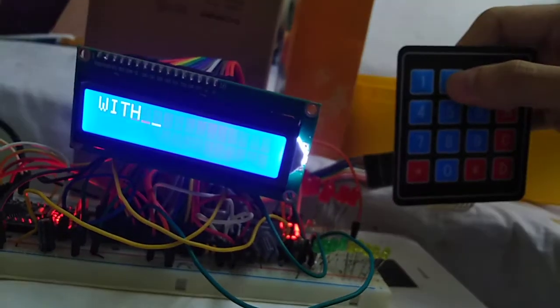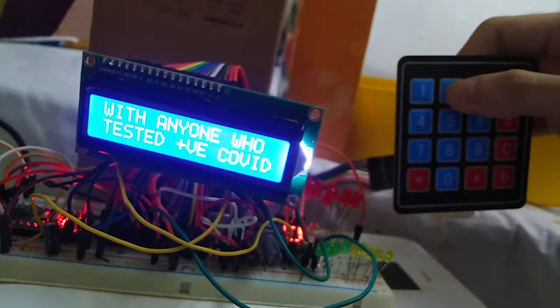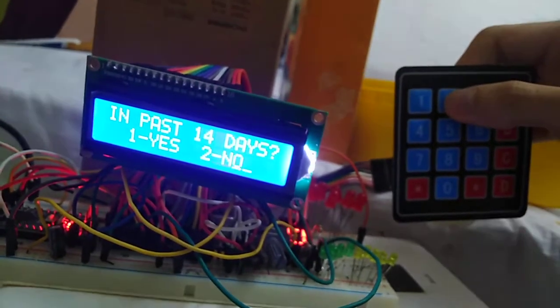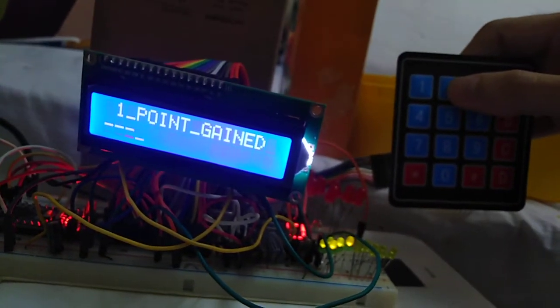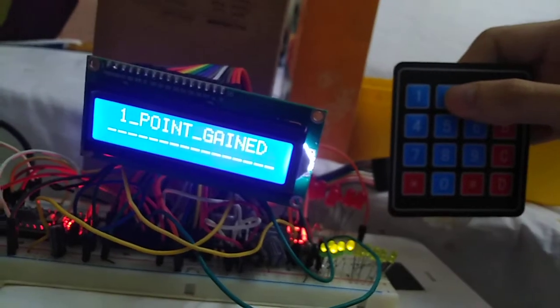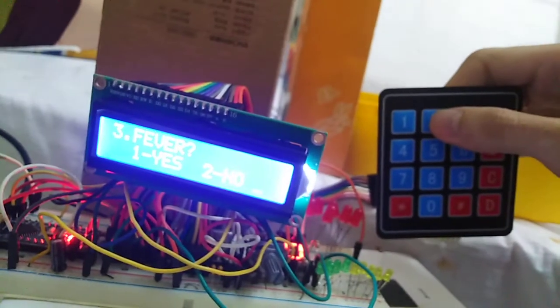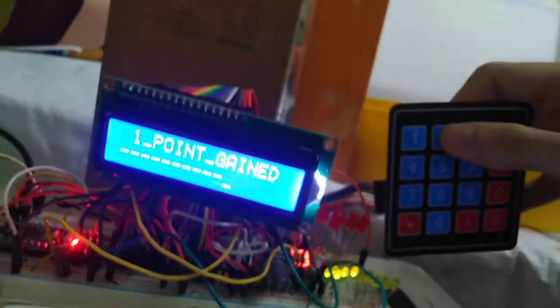Have you come into close contact with anyone who tested positive for COVID within the past 14 days? So yes or no. Maybe no again. For the first registration, I assume that the user is safe and did not have any symptoms of COVID. So no fever. So 1 point gained again.